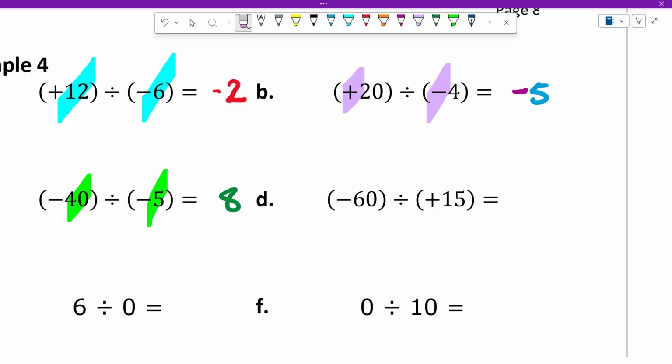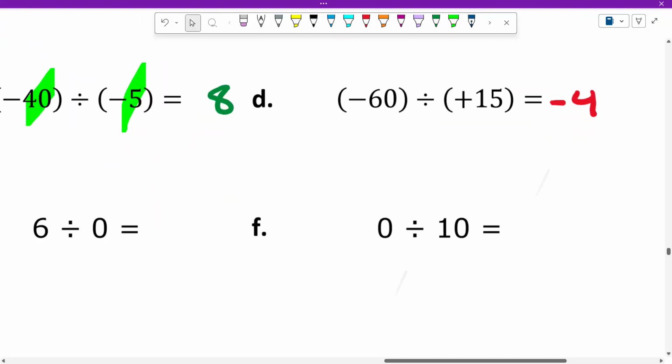60 divided by 15. You may need a calculator for this. Or not a calculator, your multiplication chart. 4. Nicely done. 15 fits into 60 4 times. A positive and a negative makes a, Lucas? Negative. Oh, you've got them down. Excellent.